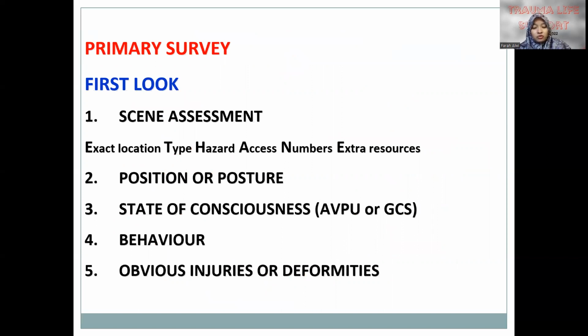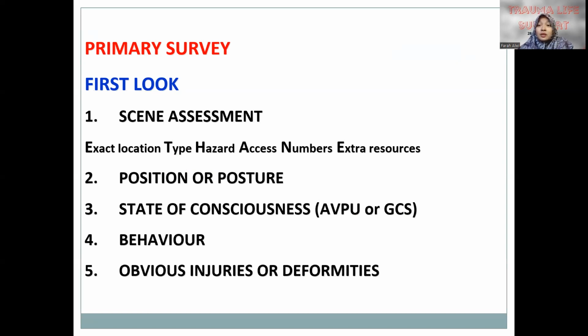So, how to perform primary survey? Paramedics who are at the scene, you have to do scene assessment. When they arrive at the scene, make sure the scene is safe for them before you go. And then make sure the patient is safe, not in the middle of the road. Pull them out from the dangerous zone. And then the assessment that you have to do is ETHANE.